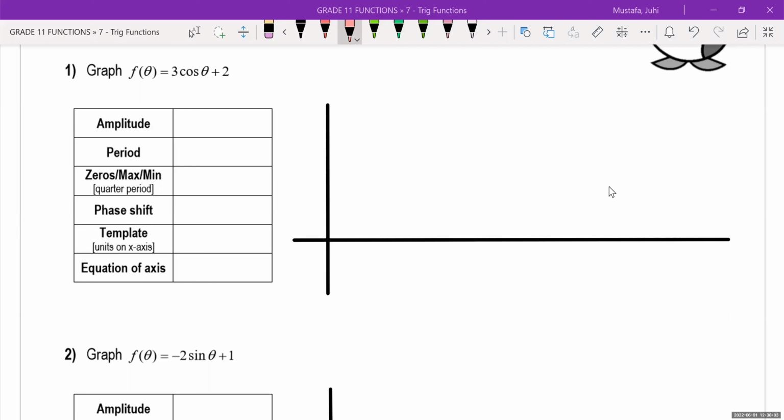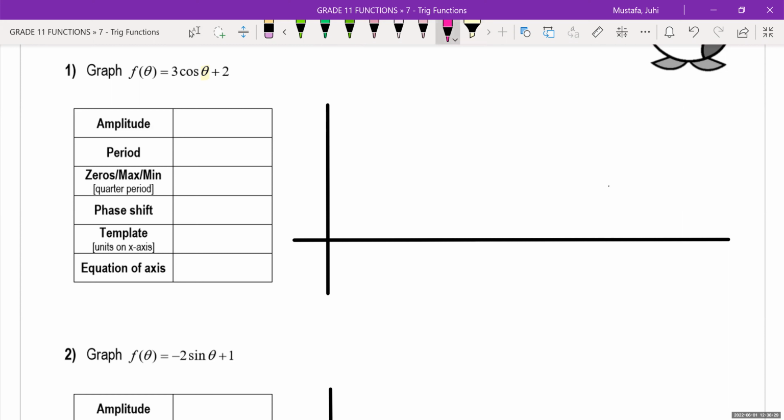Question number 1 says graph f of theta is equal to 3 cos theta plus 2. We're going to start off with a really easy example because you're going to notice that in this question, our theta is all by itself. We don't have a K value. We don't have a D value. So really, all this graph has is the A value in the front and the C value at the end. Okay, so let's figure out what all of this means.